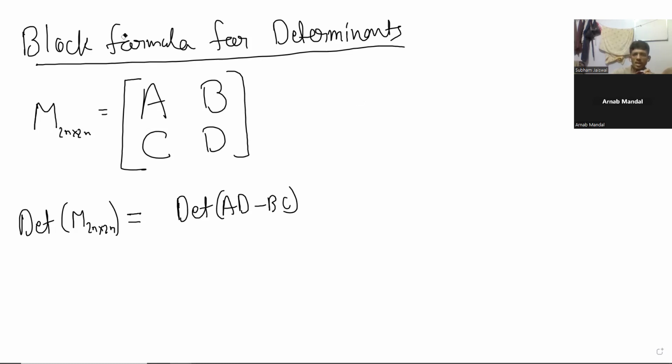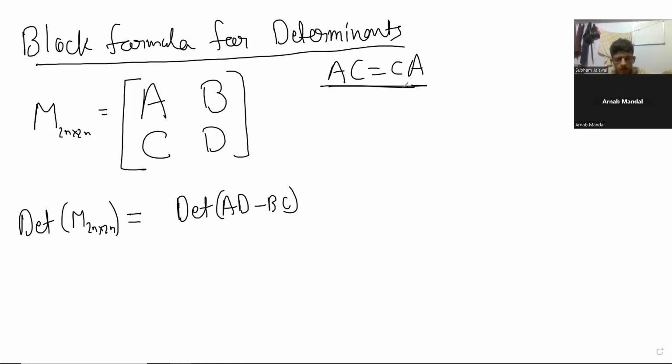You need AC equal to CA. This is given. Under this, we have to prove that this happens. Yeah, this is given, so you just assume it. Assume that this is given. Then you prove this.